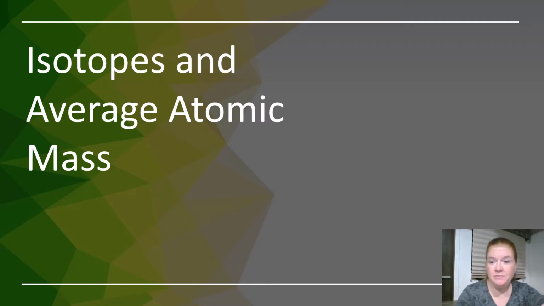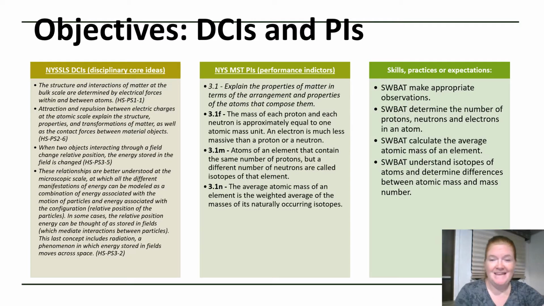Okay, the topic for this video is isotopes and average atomic mass. We already covered mass number, which is not on the periodic table. Now it's time to deal with average atomic mass, which is. Here are the objectives. Pause and peruse if you wish.